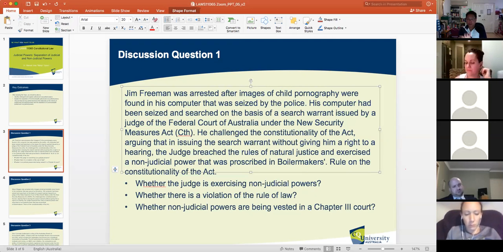So we're going to go back to that issue in a short while. But for now, we're looking at whether or not the act of issuing a search warrant involves the exercise of judicial or non-judicial power. So that should be the other legal issue. So there are two legal issues. One, does the issuance of a search warrant involve the exercise of a judicial power? And two, assuming that it does involve the exercise of a non-judicial power, does that exercise then violate the separation of powers as clearly articulated in the Boilermakers case?